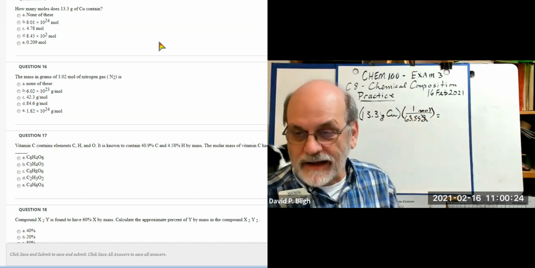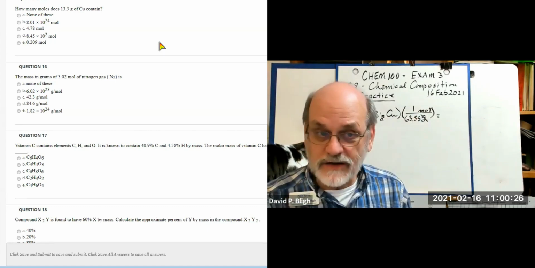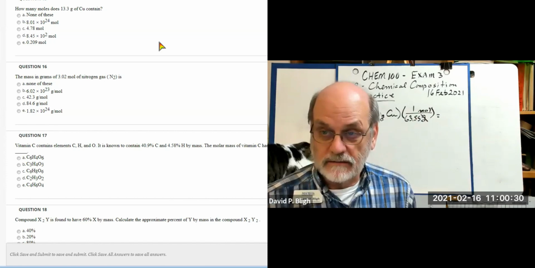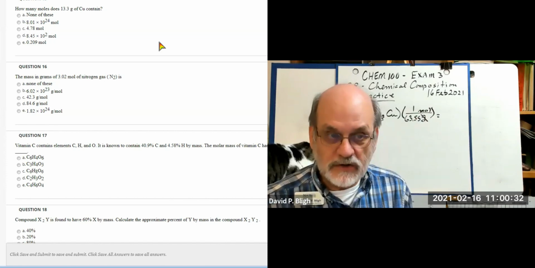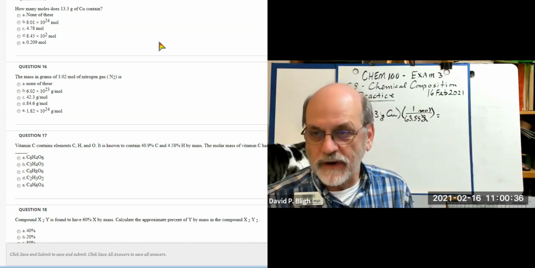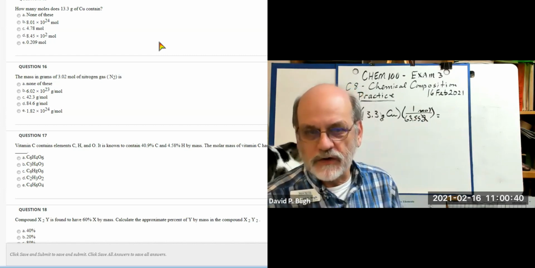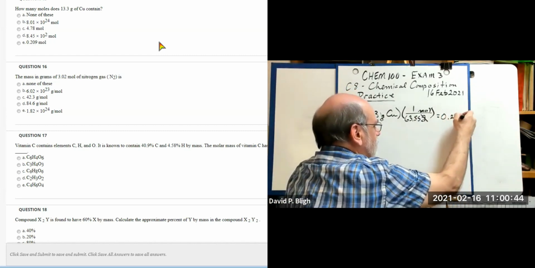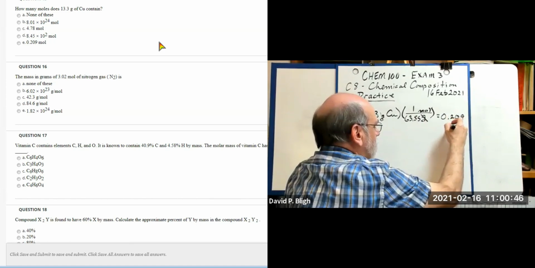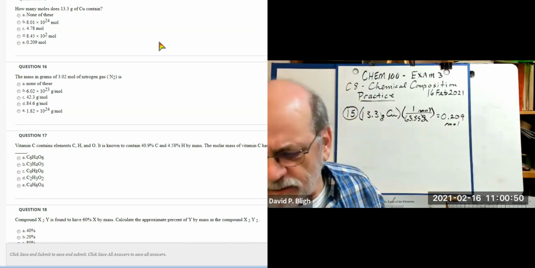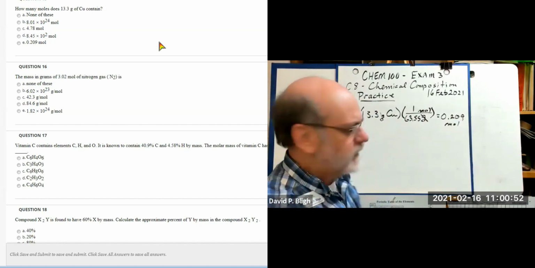And if your calculator spits it out in scientific notation, notice that some of the answers are in standard notation. So you need to convert just to be sure. Mine spit it out as 2.09 times 10 to the minus 1, which is the same as 0.209. Okay, and that happens to be E.